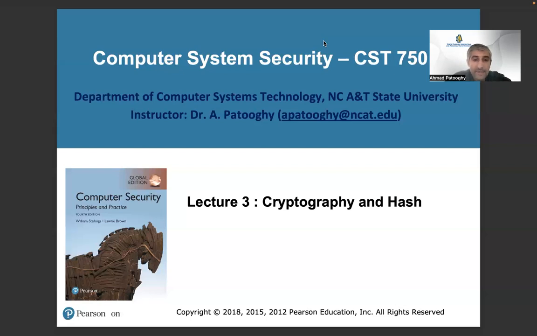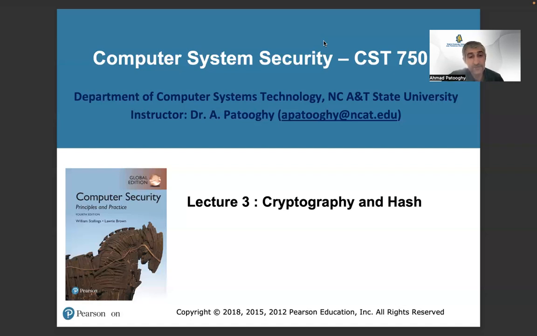Item number two, the lecture. This lecture is one of our most important lectures in this course. It's basically the heart of security. When you talk about security in almost any application or domain, cryptography and hash is one of the major tools, and many techniques, methods, and algorithms, when they want to provide confidentiality, authenticity, or integrity, at the end of the day rely on cryptographic and hash algorithms.